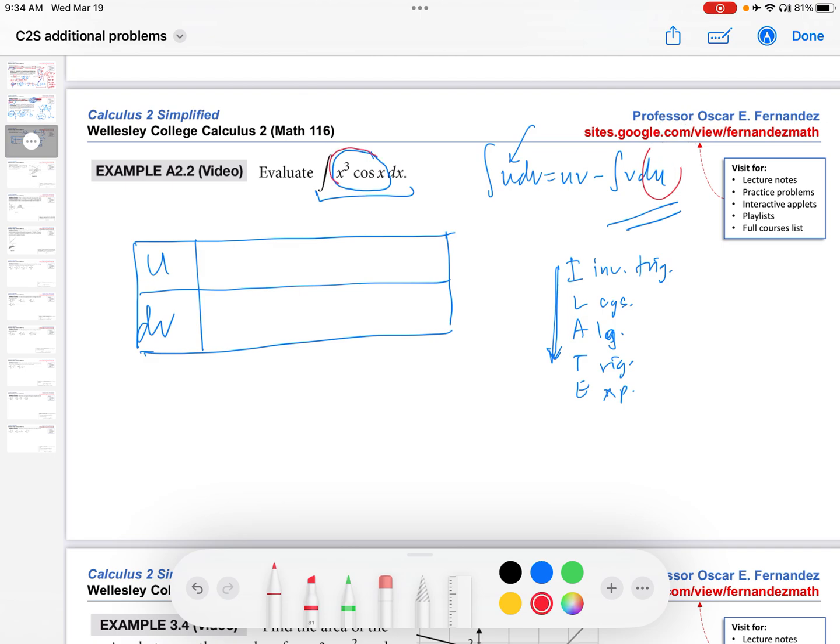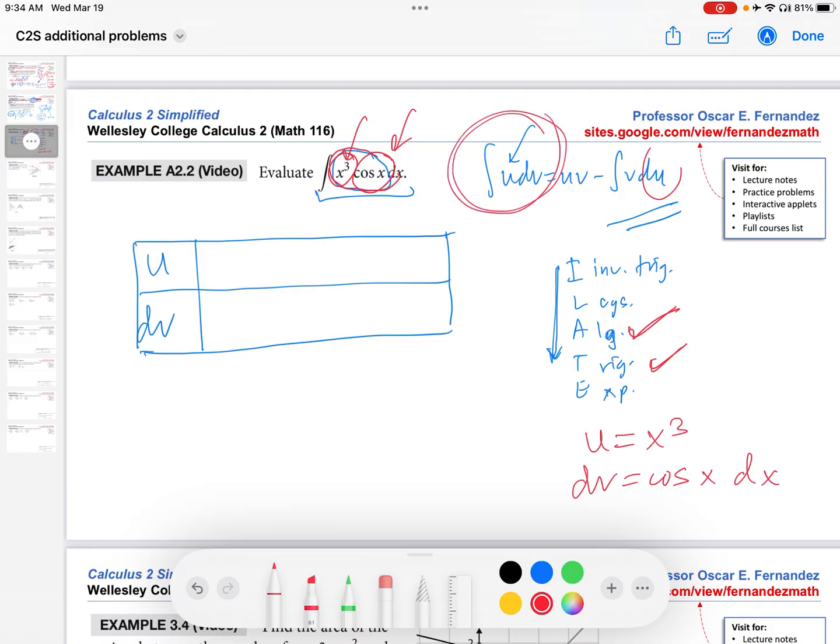Over here, we have an algebraic function, that's x cubed. And we have cosine x, that's a trigonometric function that's over here. So the ILATE rule of thumb tells us we should choose u to be x cubed. And then dv will be everything left in the integral. So that's our left-hand side integral. Now, if we wanted to do integration by parts, we would go off and find du and integrate dv to get v and all that stuff. But this video is about the tabular method.